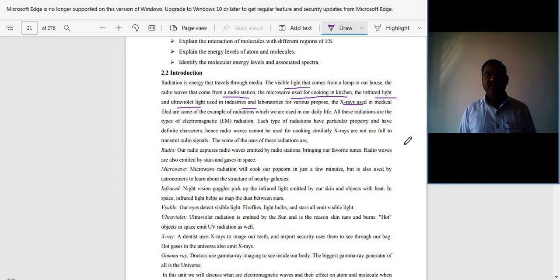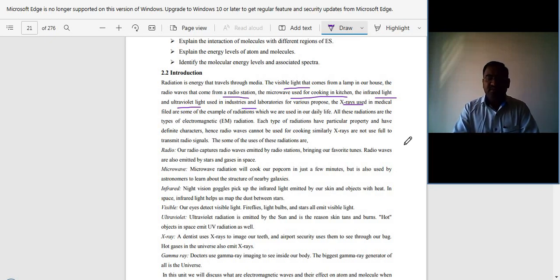All these radiations are types of electromagnetic radiation. Simply, that is called what? EM radiation. Each type of radiation has particular properties and definite characters, meaning they have different wavelengths and different frequencies.